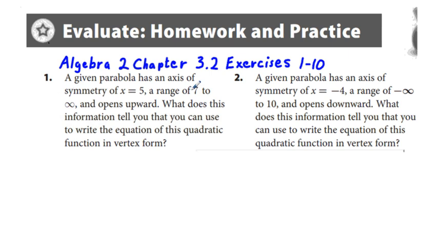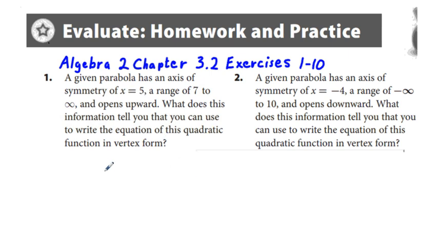Problem 1. A given parabola has an axis of symmetry of x equals 5, a range of 7 to infinity, and opens upward. What does this information tell you? You can use it to write the equation of this quadratic function in vertex form.